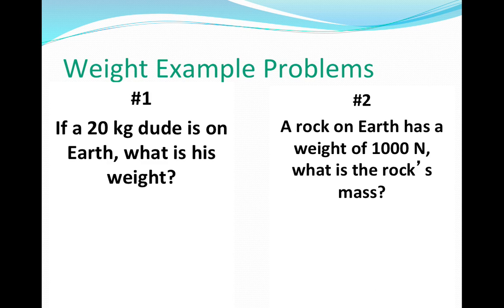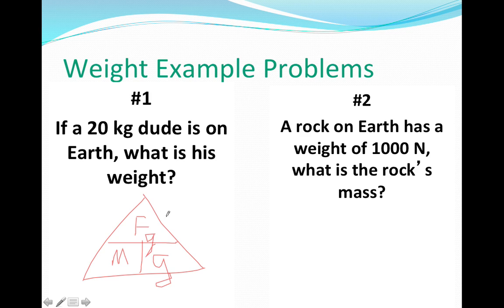So here we have two example problems. The first one up here, and let me get my pen so we can actually calculate this and show it. It says if a 200 kilogram dude is on Earth, what is his weight? Remember, if I draw my triangle, the force is up at the top, mass is over here, gravity's right here, and the force due to gravity is up here for our weight, F of G. We're having to solve for this. This is what we want to know.